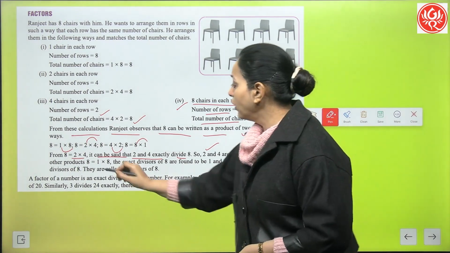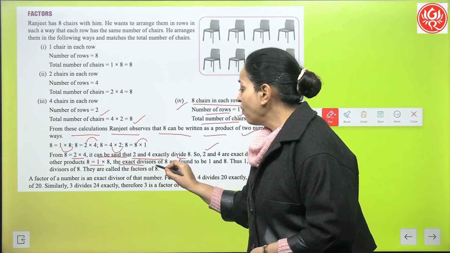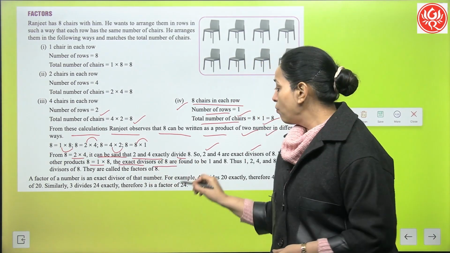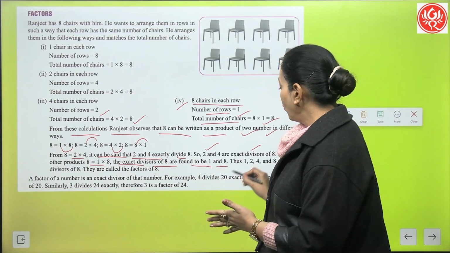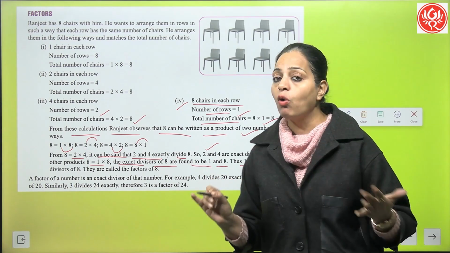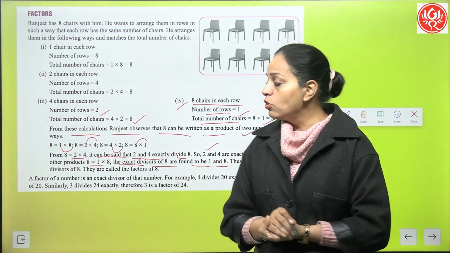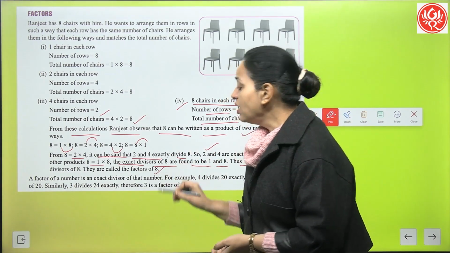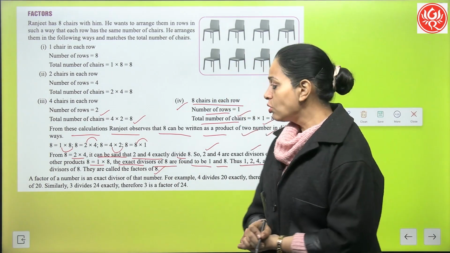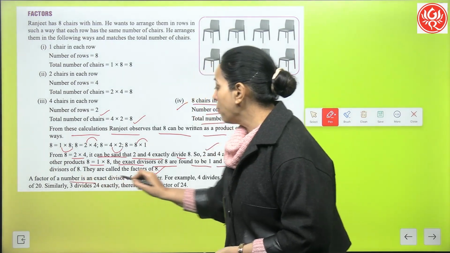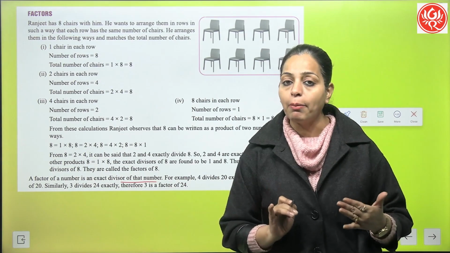So from the other product, 8 equals 1 into 8, the exact divisors of 8 are found to be 1 and 8. It means 1, 2, 4 and 8 all are the exact divisors of 8. So what are these? These are the factors of 8, right? So a factor of a number is an exact divisor of that number.